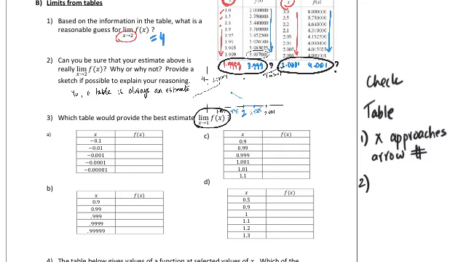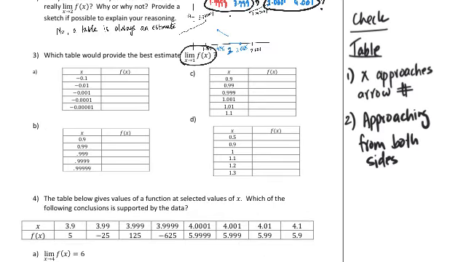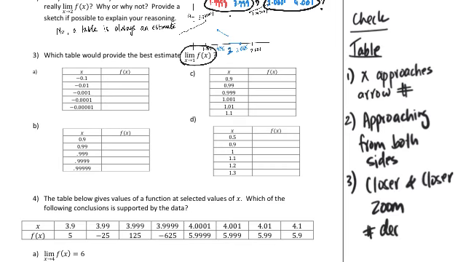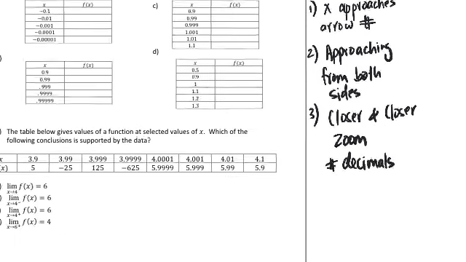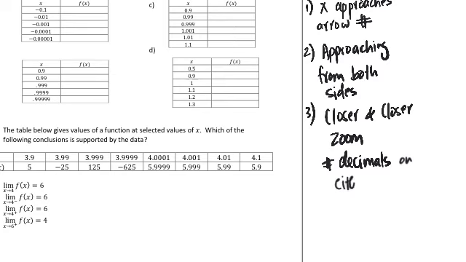So we want to check that. 2, we want to check that we are approaching from both sides. If you're not approaching from both sides, then you cannot make an overall limit statement. So if the table doesn't show you that, then you're out of luck in estimating a table limit. The third thing is that you want to be getting closer and closer in terms of like a zoom effect, right? In other words, the number of decimals on either side of the arrow number should increase.